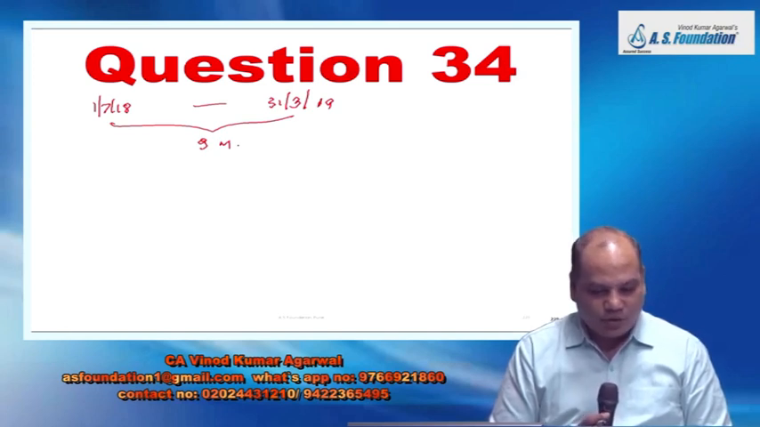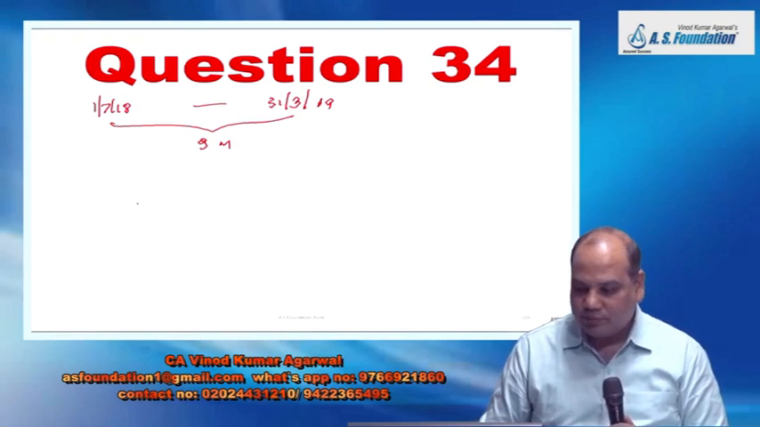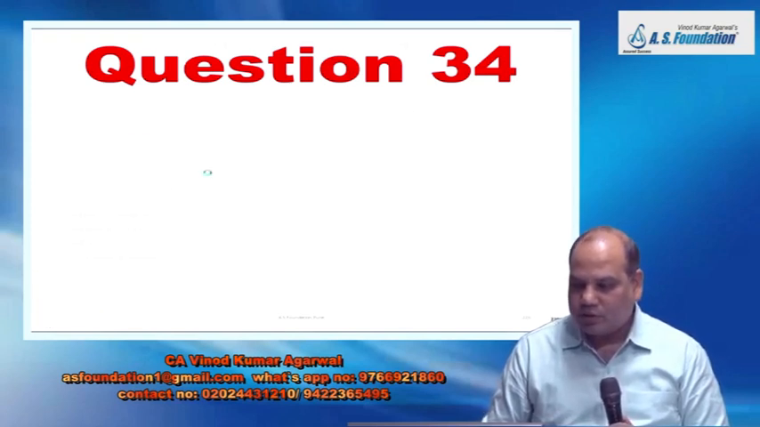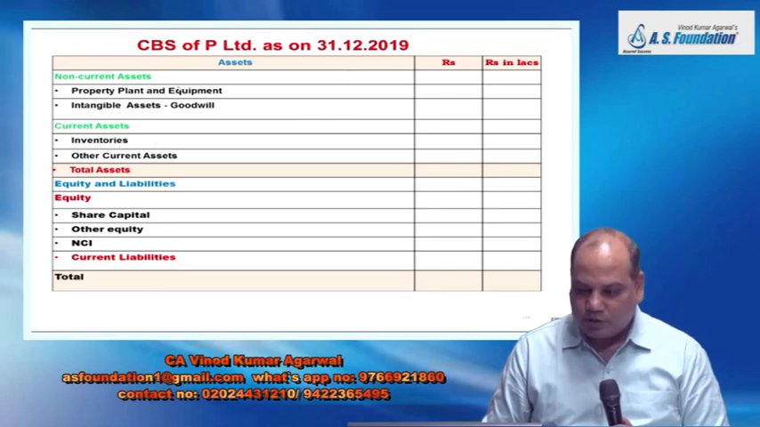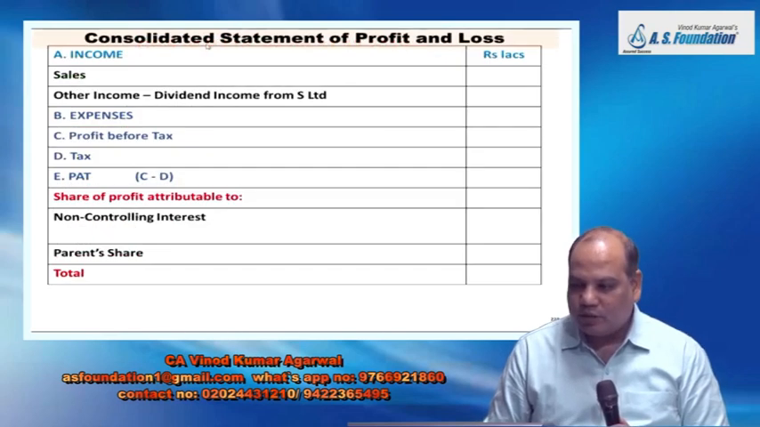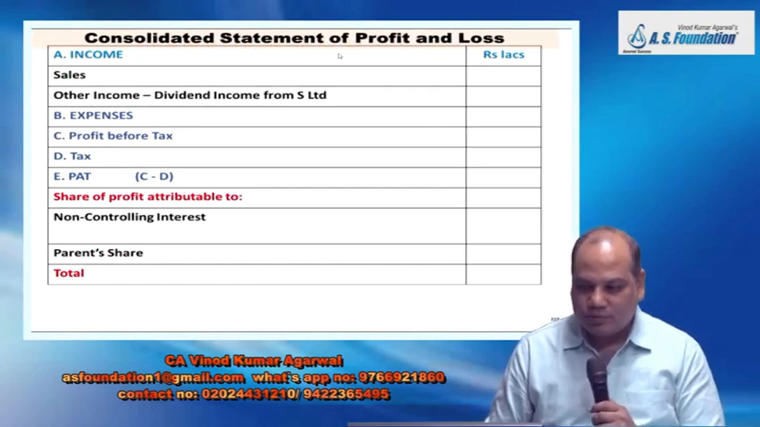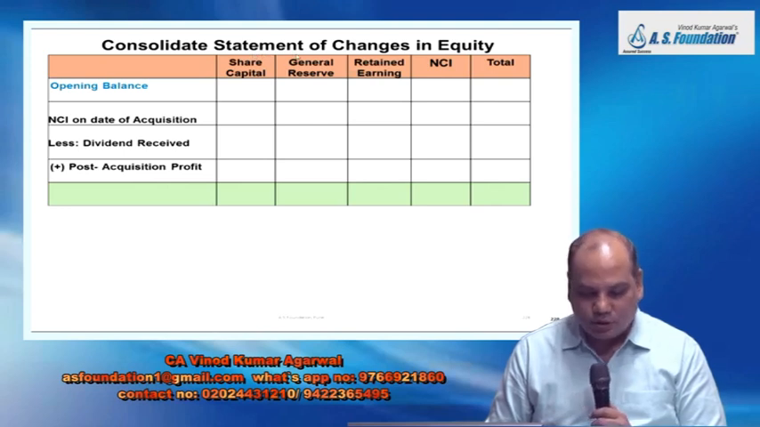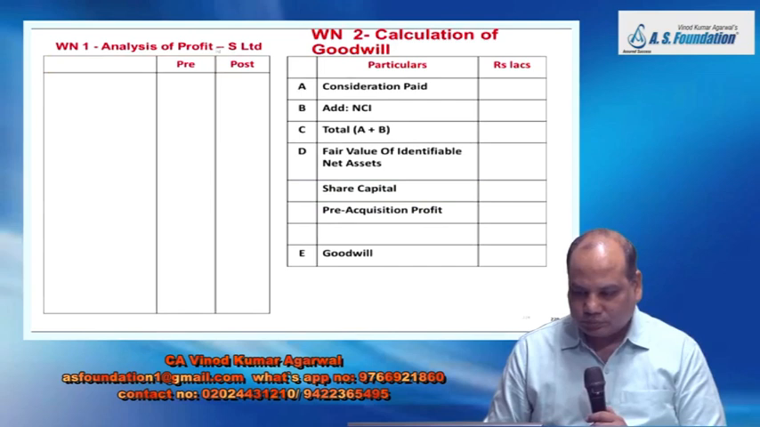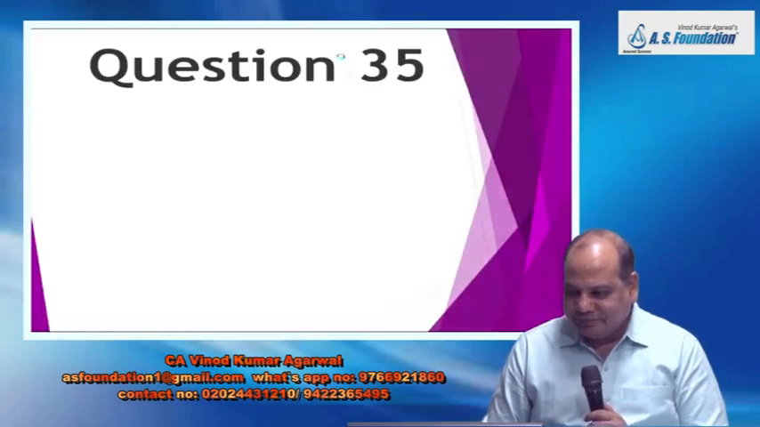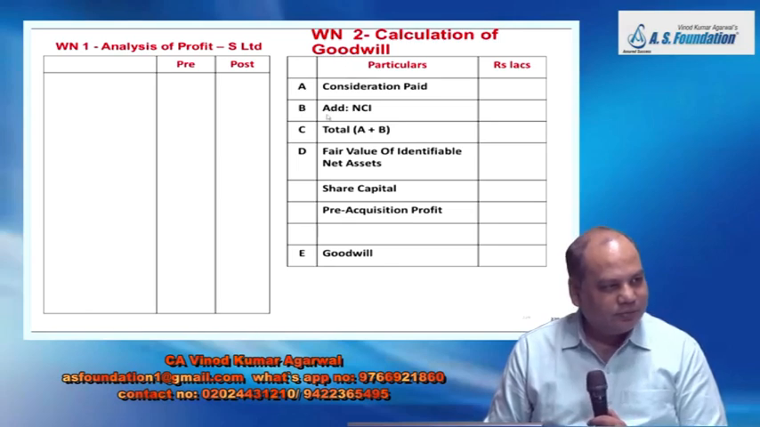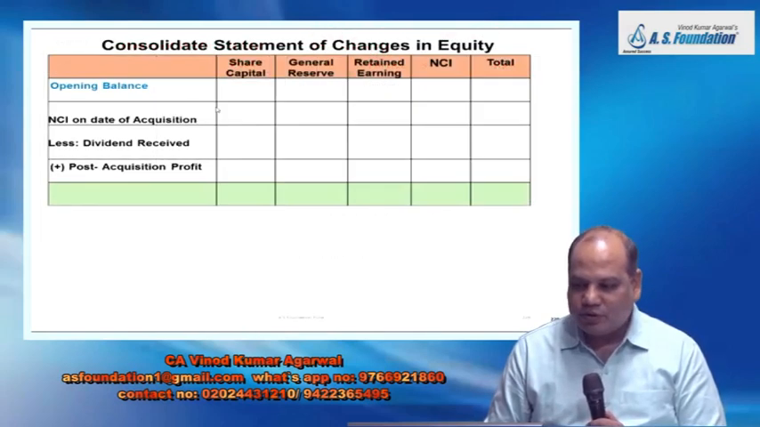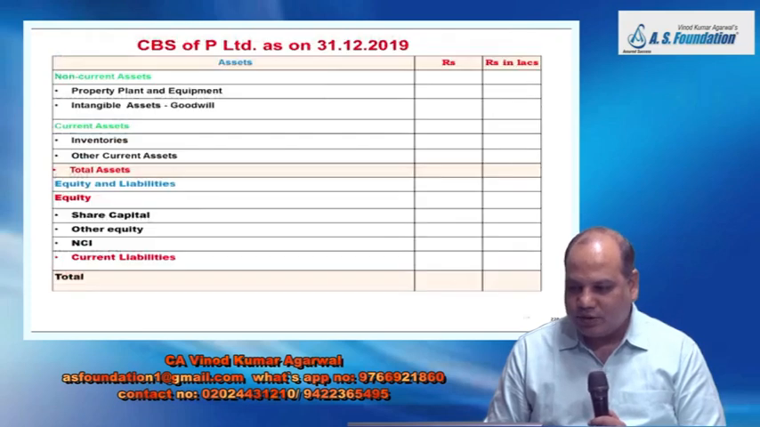So start. Which are the formats we will require? One, we will require statement of financial position. We will require consolidated statement of profit and loss. Then we'll require consolidated statement of changes in equity. One analysis of profit also of the subsidiary, and one working note on goodwill. Done. So should we start now? Say yes.